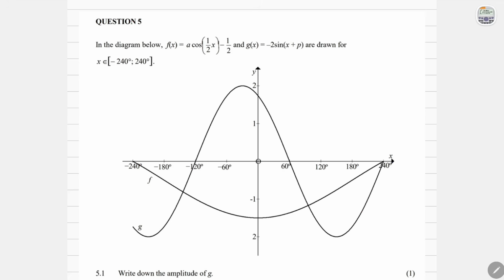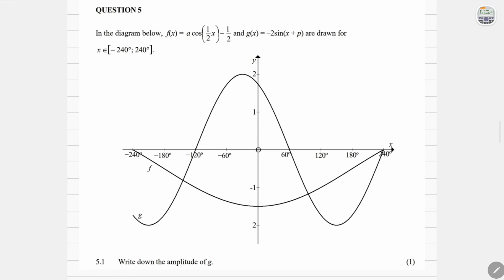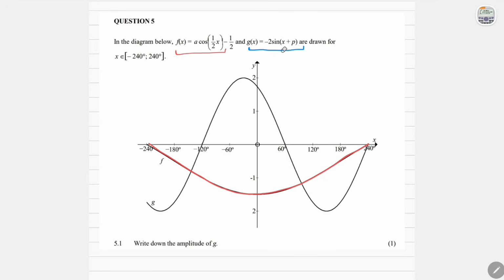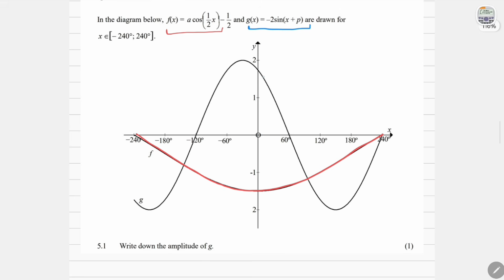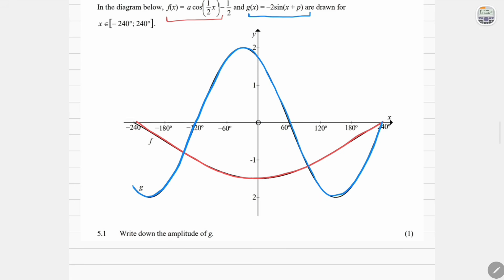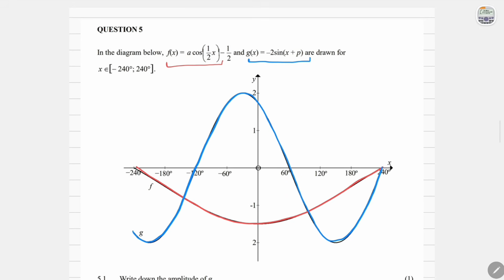Question 5 says, in the diagram below, f of x, which is a cos of a half x minus 1 over 2. So that is the cos graph that we have. And then g of x is negative 2 sine x plus p. Okay, so let's just mark these. f of x, the cos graph, is this graph. Okay, so I'll mark that. And g of x, that is the sine graph, and that is this graph over here. Okay, and they say they are drawn for where x is greater than or equal to negative 240 degrees, but less than or equal to 240 degrees. So it goes from that to that.